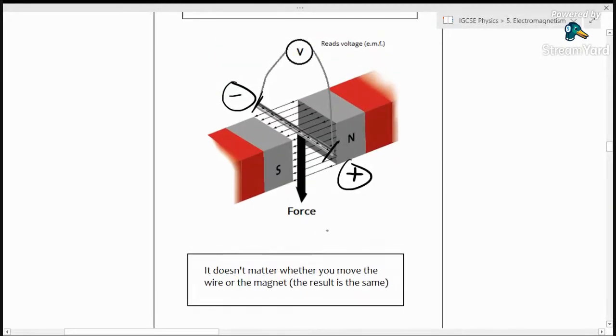And also, as mentioned down here, it does not matter whether you move the wire or you move the magnet, the result is the same. We could move this wire downwards, or we could just take this magnet and move the magnet upwards. It doesn't matter, it's the same thing. It's just the relative movement between the two that is important here.